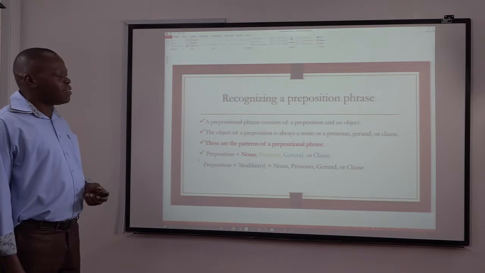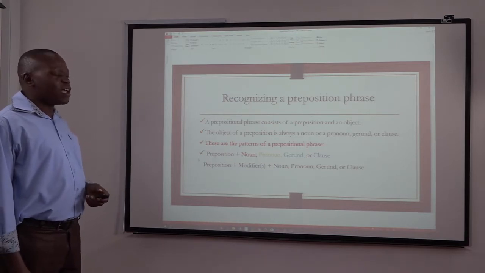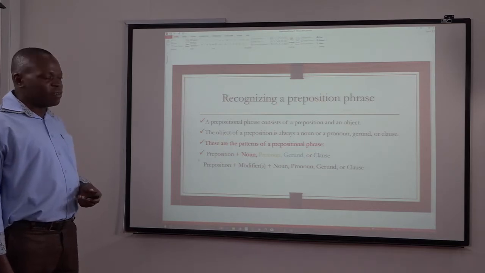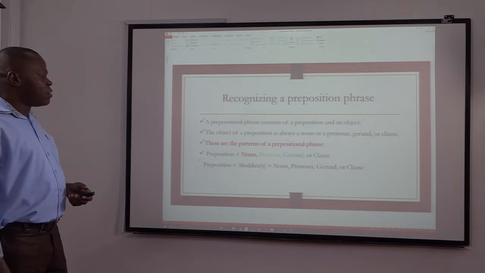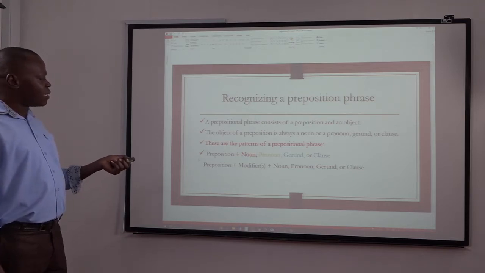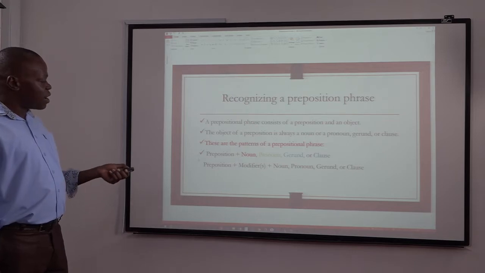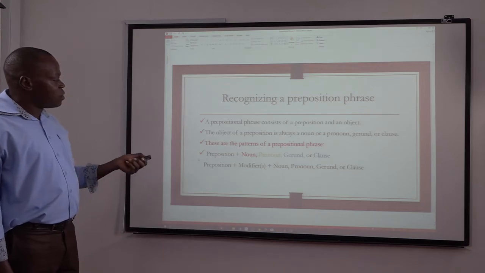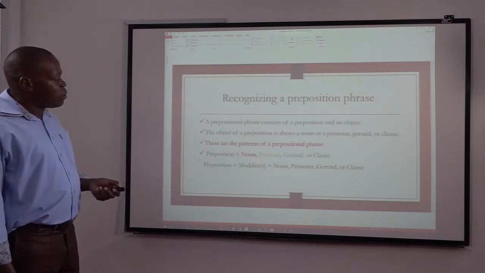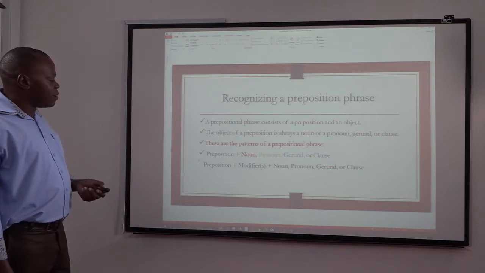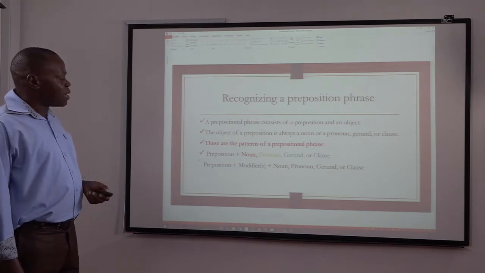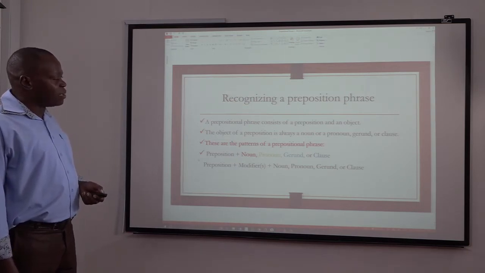A prepositional phrase always consists of a preposition and an object. The object of a prepositional phrase can be a noun, pronoun, gerund, or a clause. So this is the basic pattern of a prepositional phrase. You can have a preposition and a noun, a gerund, or a clause. A prepositional phrase can also have a preposition, a modifier, plus a noun, pronoun, gerund, or clause.